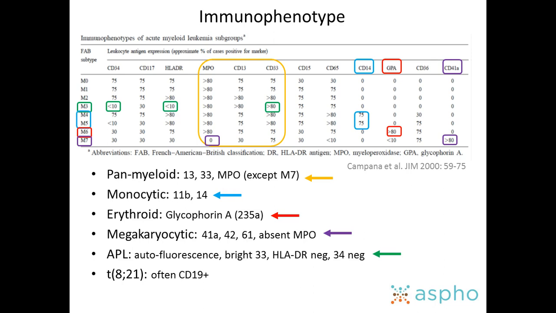And then the final thing I mentioned, it's not in the table, is that the 821 translocated cases, these are the AML1 ETO or RUNX1, RUNX1T1 cases, often co-express CD19, which you probably know is an ALL marker, but co-expression of CD19 on 821s is not unusual, and it doesn't mean that they have a mixed phenotype acute leukemia. It's just a characteristic of that subset.